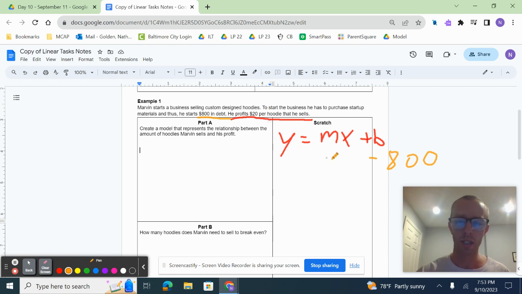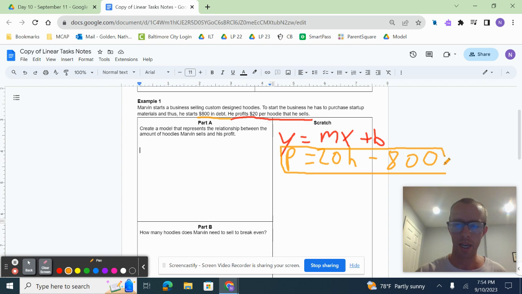He gets $20 per hoodie. So that's the rate of change. I'm going to fill that in for m. And since it's per hoodie, I'll do an H. And this all equals his profit. So I've created the equation: P equals 20H minus 800. This is my model that I have here.